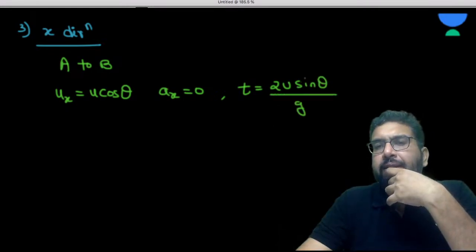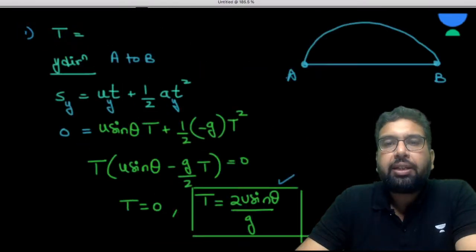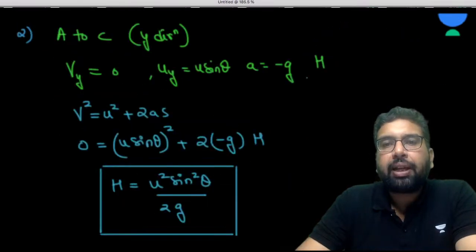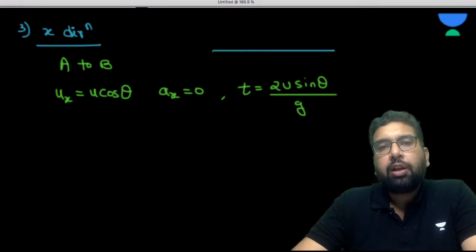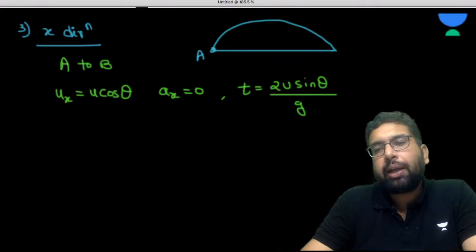Now, what we wanted is the range. So, range is the displacement between A and B. So, from A to B, do you agree that this R is nothing but your horizontal range? This R is nothing but your horizontal displacement.